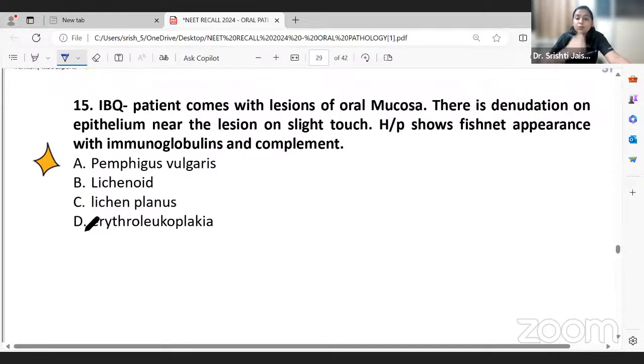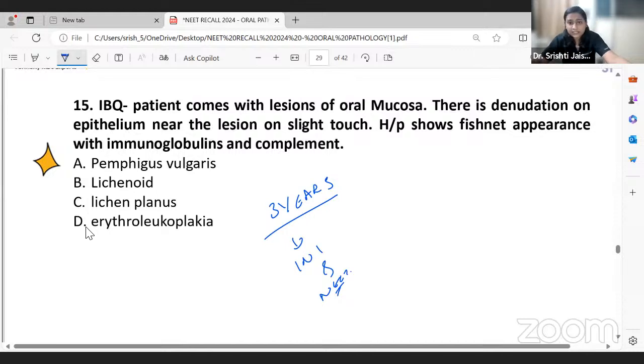So an image-based question was there, and this I have discussed and given many times. See, this topic, pemphigus, lichen planus, has been asked many times continuously for the past 3 years. They are asking pemphigus in all your exams like INI and NEET. So this was a very predictable and very easy question.